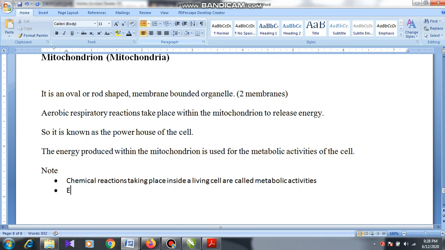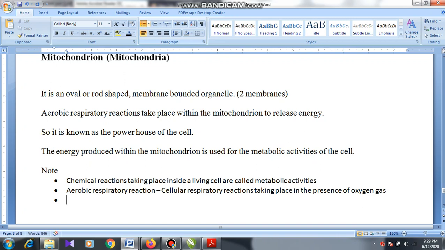Energy, that is another thing you want to know. Aerobic respiratory reaction: it is the cellular respiratory reactions taking place in the presence of oxygen gas.